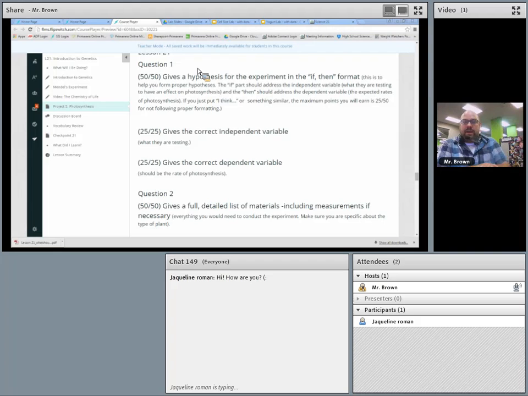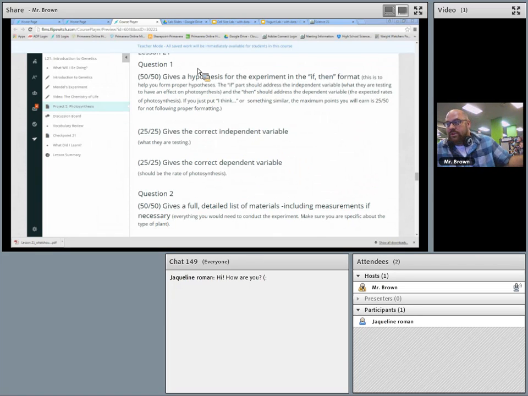So, the independent variable is what you are testing. So, you are testing the amount of light in this case. If you were to give one plant fertilizer and the other no fertilizer, you would be testing the effect of fertilizer. Dependent variable should be the rate of photosynthesis, or how tall the plant is getting. What are you measuring? Dependent variable is what you are measuring.